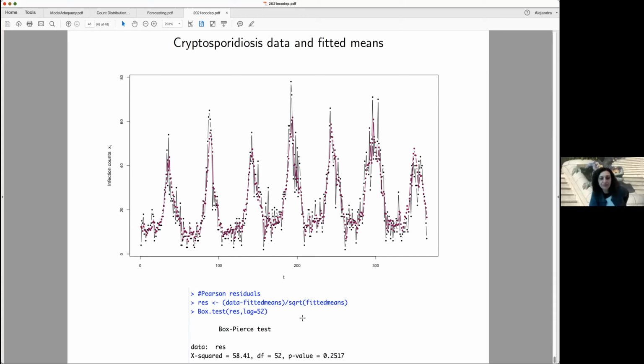You see the black line is the original data, and the red is the marginal mean. And the marginal means approximate nicely the oscillation of the data set. So this model works. I don't know what's the time, I should be ending now.